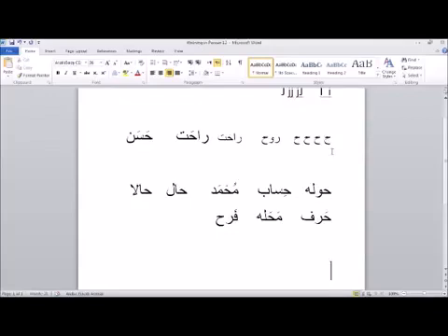So let me write down J. If you compare this one with this one, you will notice that they look like each other, except that this one has a dot in the middle. This is connective, this is also connective. So when they are connected, this semicircle disappears, and then it is linked to the following letter. Let's go to some examples.